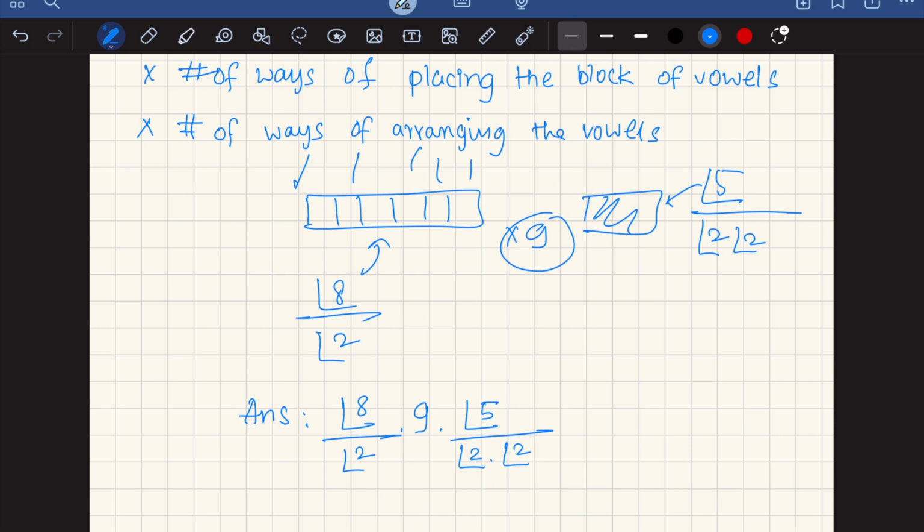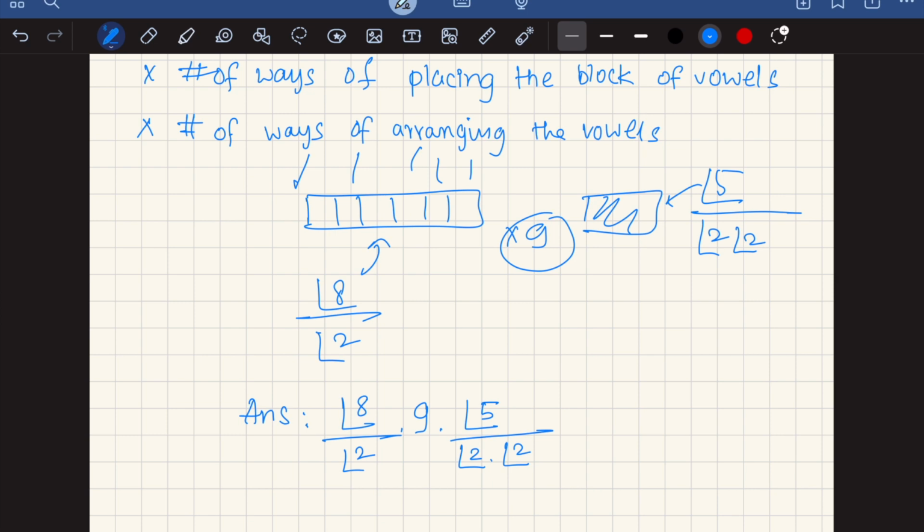Ma'am, it was not about that, but the 9 factorial, isn't it about the ways of arranging, like the different combinations you can make? Is it not 9 factorial though? The number of ways in which you can place the block of vowels. Yes, ma'am. Okay, good.